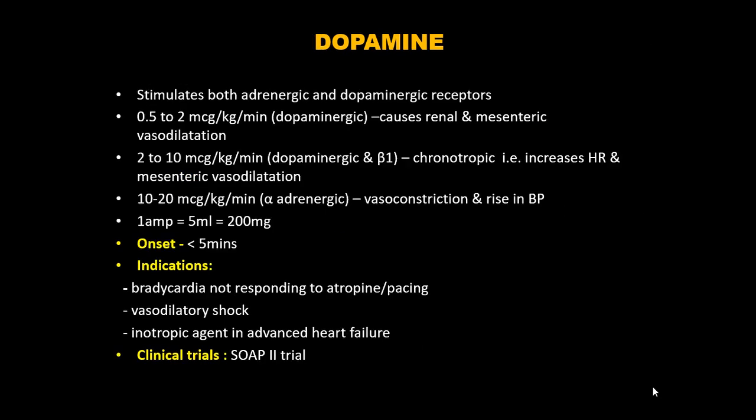Dopamine stimulates both adrenergic and dopaminergic receptors. This is the very famous dose-related different pharmacological actions. At 0.5 to 2 microgram per kg per minute, the action is only dopaminergic, where it causes renal and mesenteric vasodilatation. At 2 to 10, it is chronotropic, increases heart rate. At 10 to 20, it causes vasoconstriction, rise in BP. Indications are bradycardia not responding to atropine, vasodilatory shock, and inotropic agent in advanced cardiac failure.